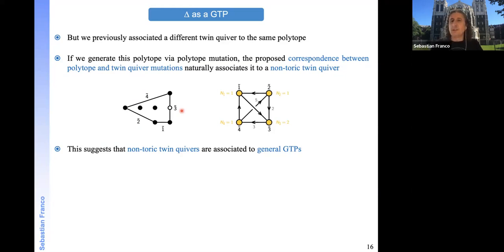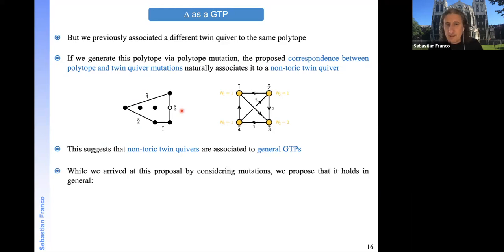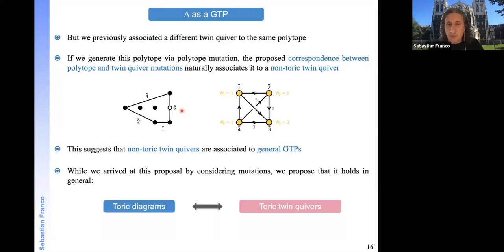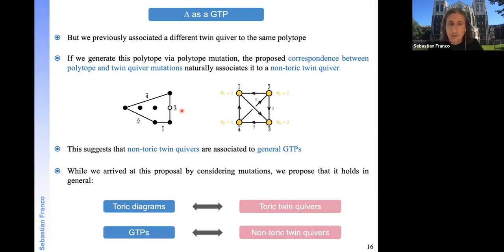And the suggestion is that this is a GTP. That I have to consider these 2 edges as being combined into something, as if they were terminating on the same 7-brane. We arrive at this proposal by considering mutations and this philosophy of, okay, let's see what happens on one side of untwisting and the other side of untwisting. We propose it's general: toric diagrams correspond to toric twin quivers, and GTPs correspond to non-toric twin quivers.